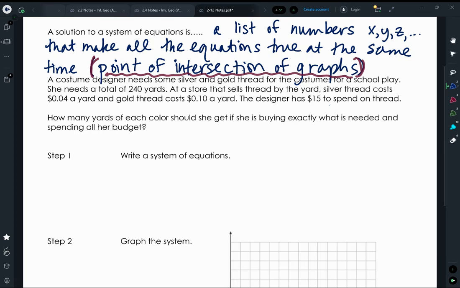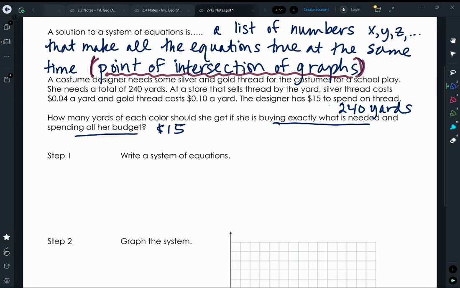How many yards of each color should she get if she's buying exactly what is needed? So exactly what is needed means she needs 240 yards and is spending all of her budget. So let's remember that all of her budget is $15. So we're going to go ahead and write a system of equations to describe this. We're going to have two equations. We're going to have an equation with our yards, and we're going to have an equation with our money, because there's two different things going on.